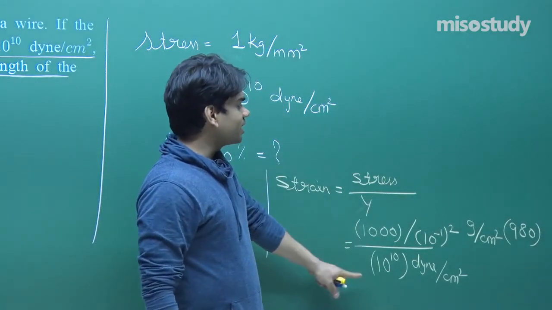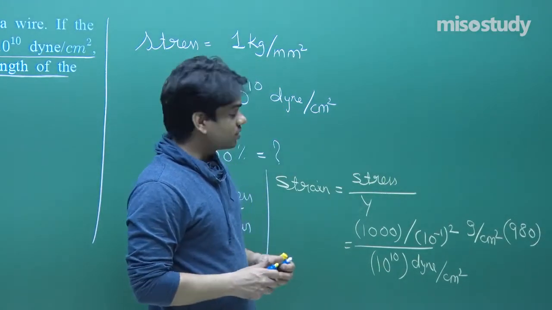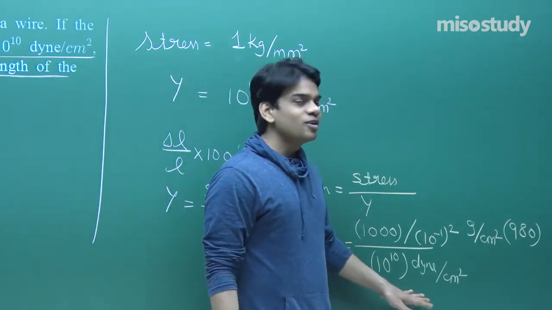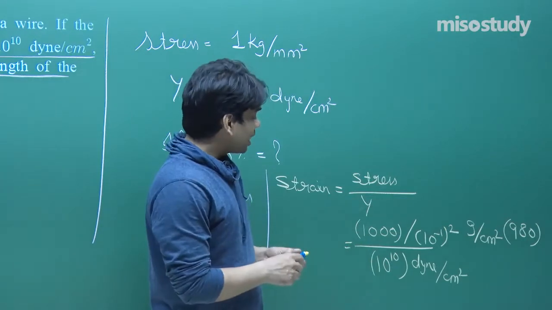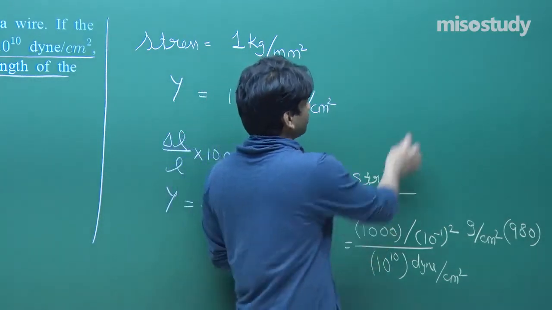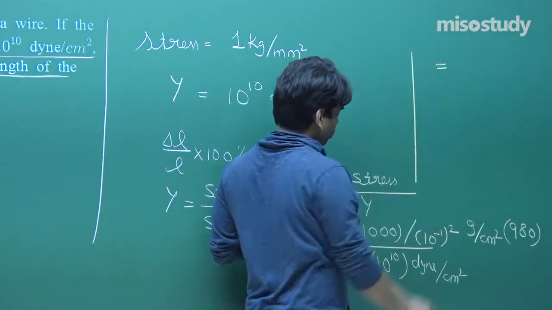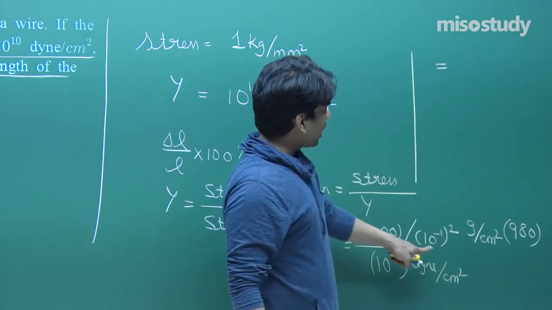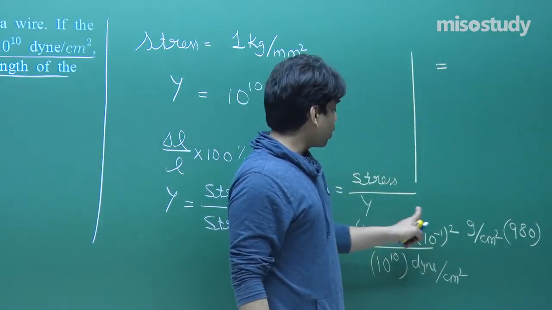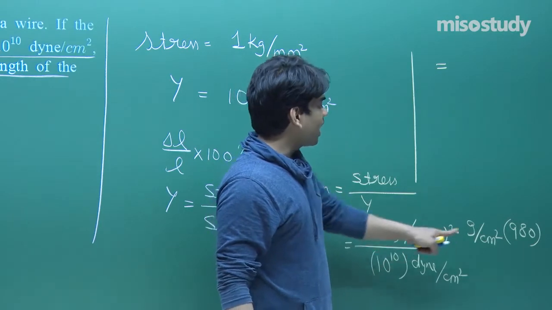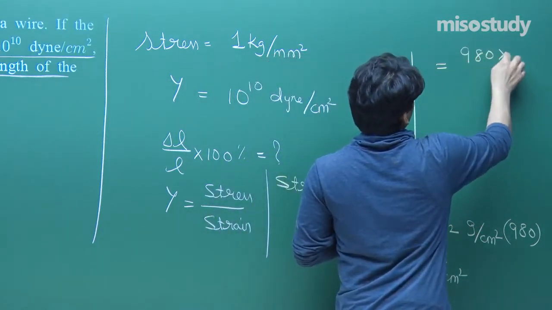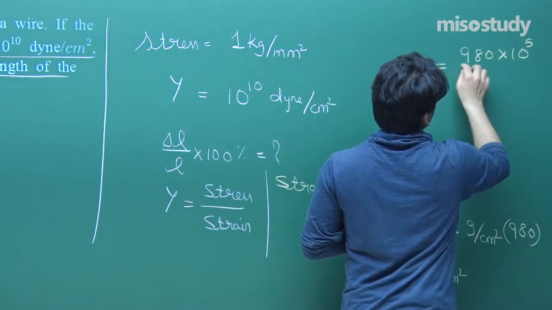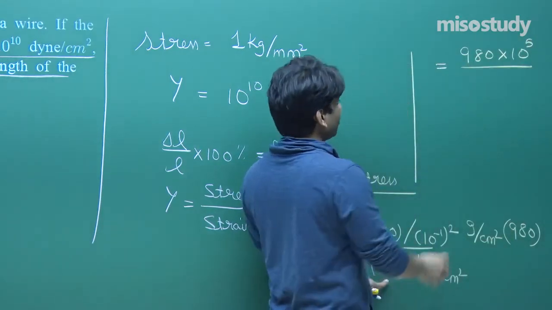Now clearly the only thing that we have to do is simply solve the numerical value. Let me cancel out some terms and reach the final result. That will come out to be 3 zeros, and here I'll be having minus 2, so that will become 10 to power 5, and here you have 980. So 980 into 10 to power 5 divided by 10 to power 10.